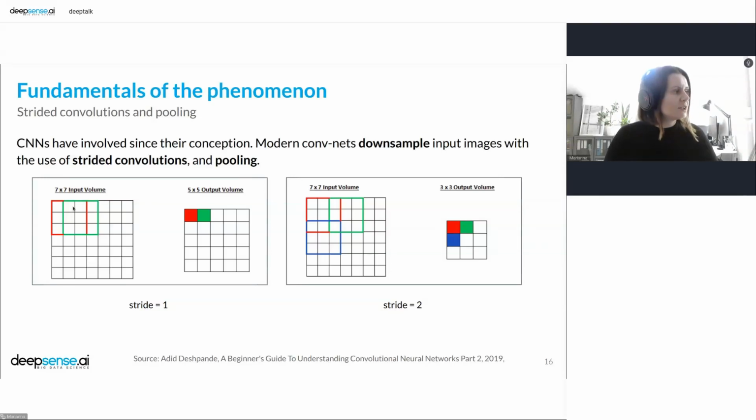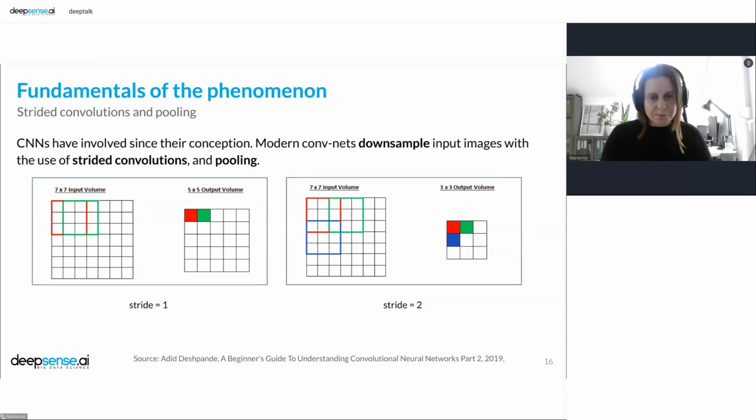Like in this first image, we compute the value of the red pixel here, then we move our kernel by 1 pixel and compute the next value. And the result of this operation has almost the same size as the original image. We only lose this border due to the size of the kernel.